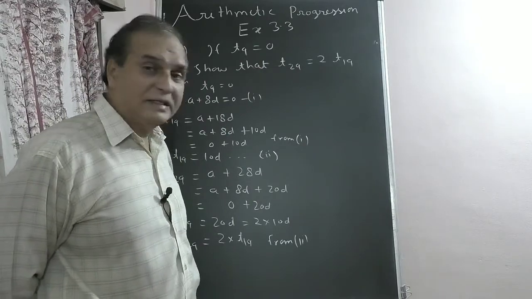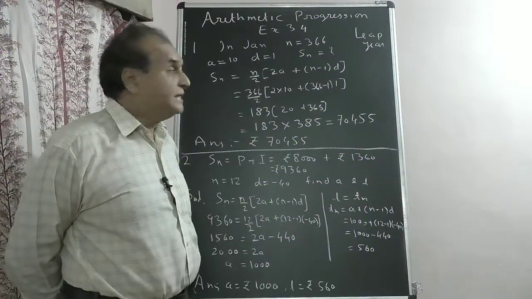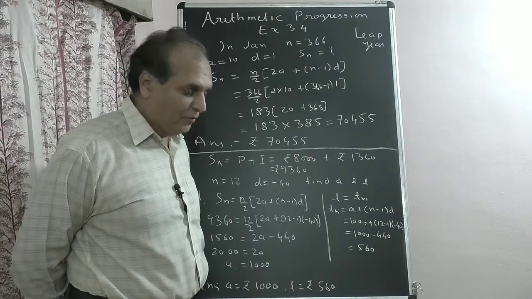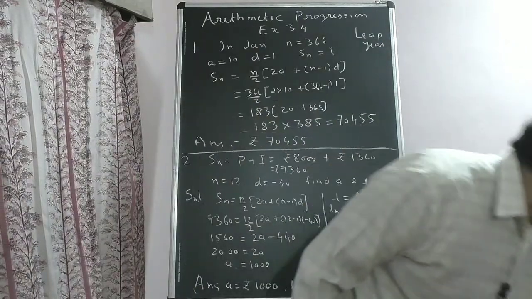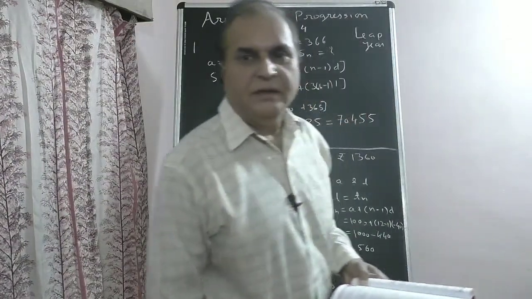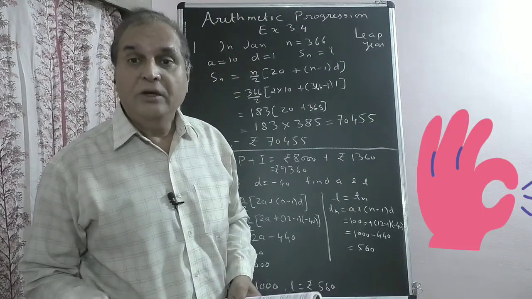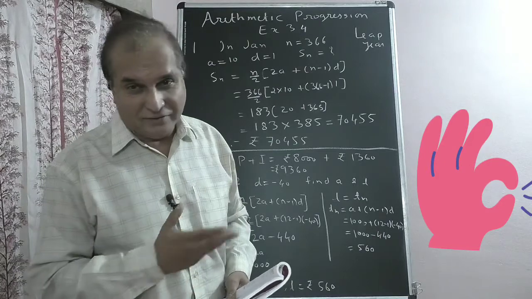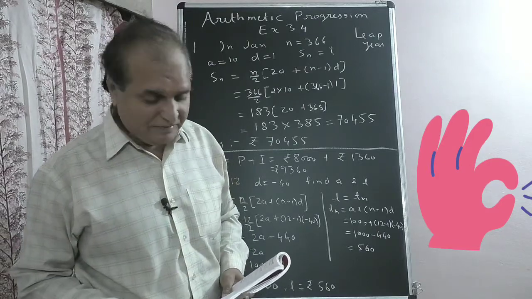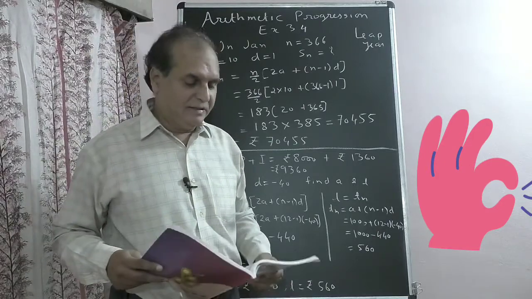We'll go ahead with exercise 3.4. Okay, we'll start with exercise 3.4. Very easy exercise. You have word problems. You have to interpret them in formula language. Understanding? See, I am reading the first sum.